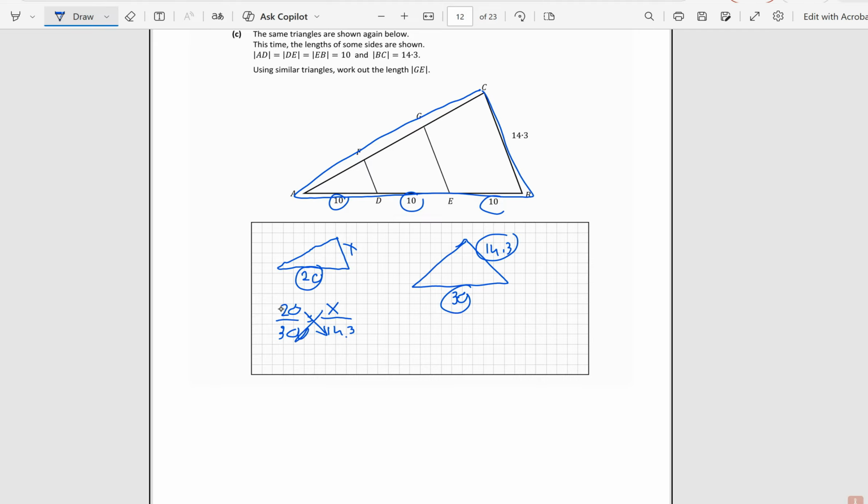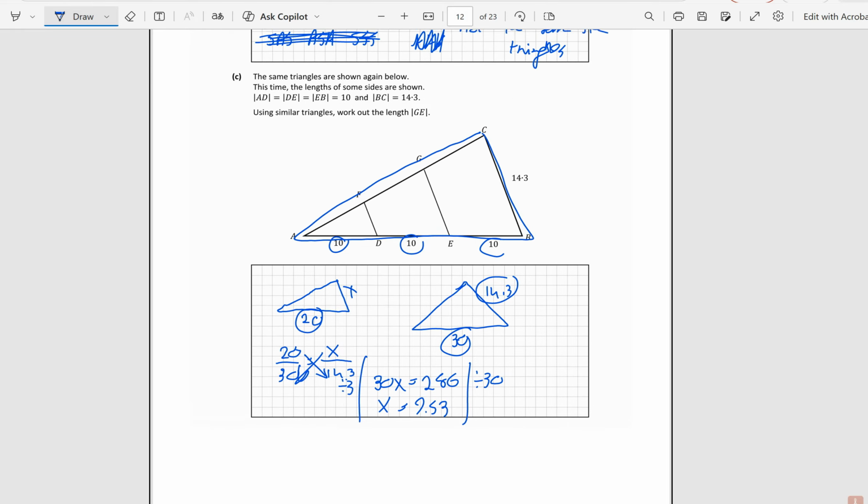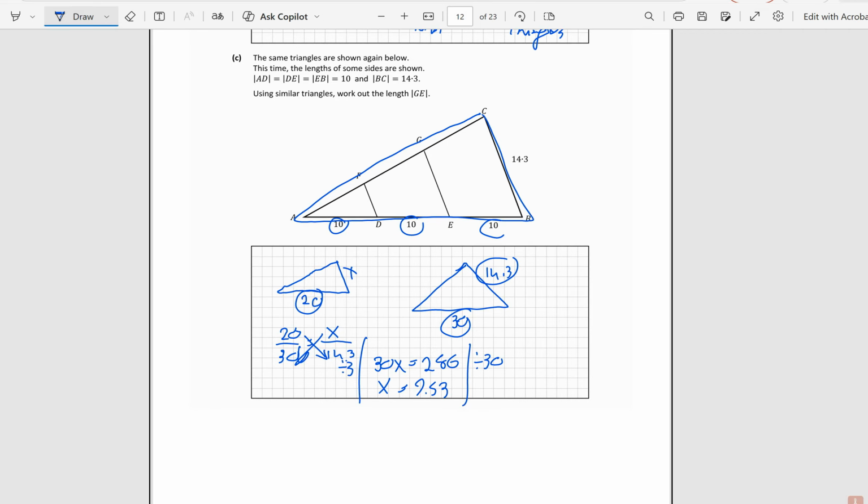Cross multiply. So it'll be 30x equals 286, divided by 30. Divided by 30, we get x equals 9.53. Just look back at our question. Do they say give it to one decimal place or anything like that? No, they don't. All right.